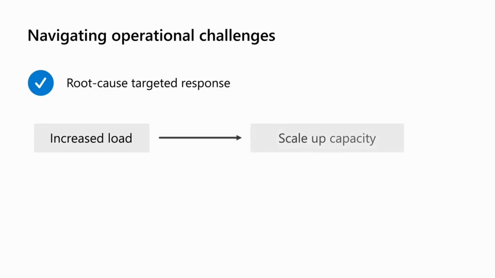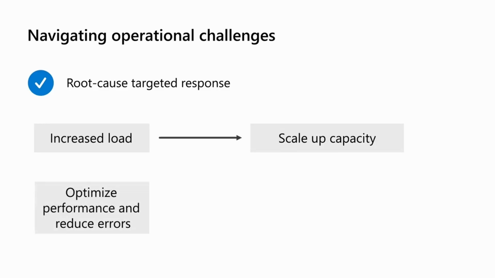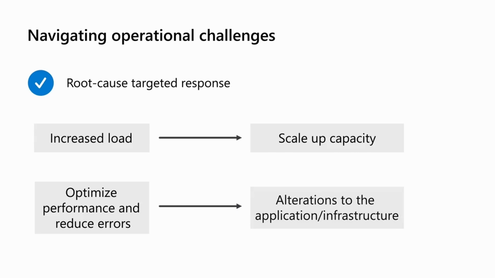When faced with such issues, your response must be targeted at the root cause of the problem. For instance, if you are experiencing increased load, scaling up capacity to accommodate higher demand might be necessary. Similarly, optimizing performance and reducing errors may involve adjusting your application's configuration, code, or sometimes even the underlying infrastructure.